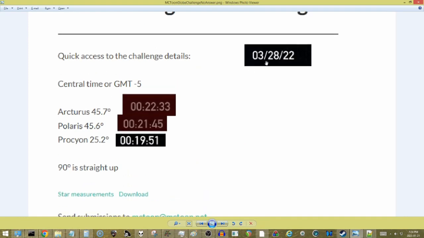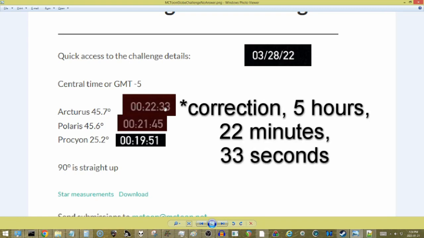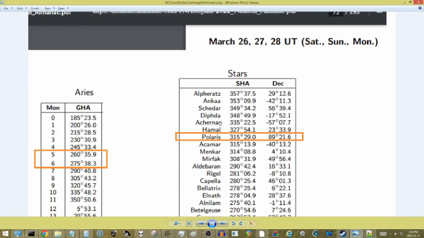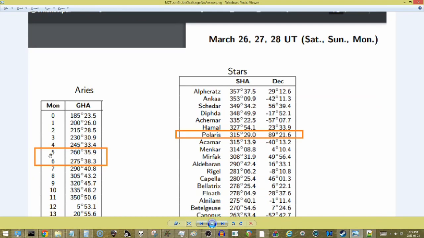So basically, we'll just look at how to get the GP of Arcturus. The time, in GMT, was 5 hours, 33 minutes, 22 seconds. And so the first thing we've got to do is get a linear interpolation of the GHA of Aries. So basically, we interpolate between these 2 values here at the 5th hour and the 6th hour, and that gives us, I'll write it down.